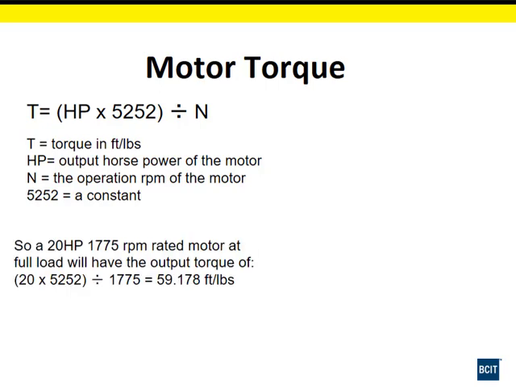So if we had a 20 horsepower motor that was running at 1775 RPM, okay, at full load, it will have an output torque of 59.178 foot-pounds. Okay.